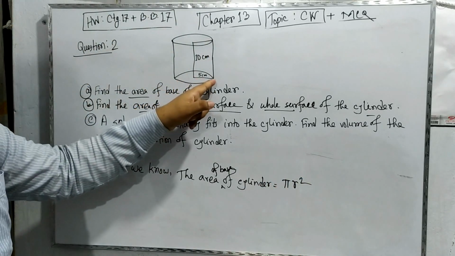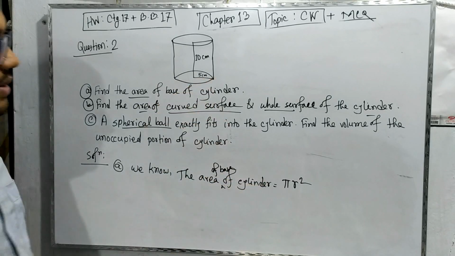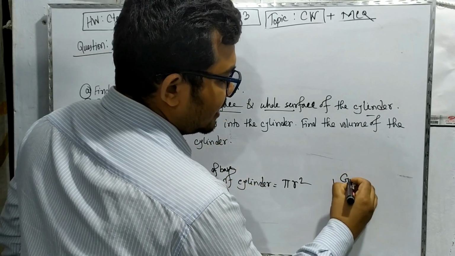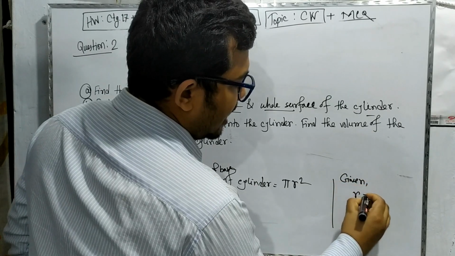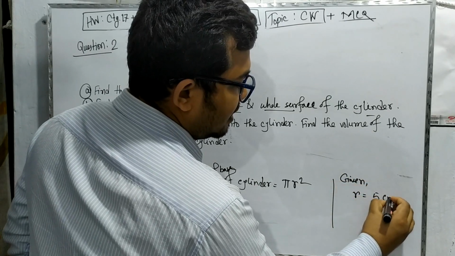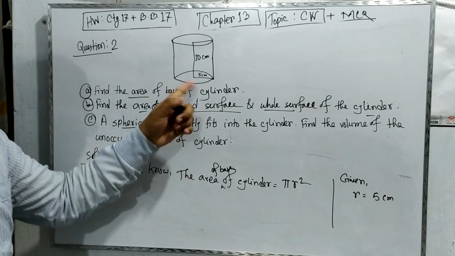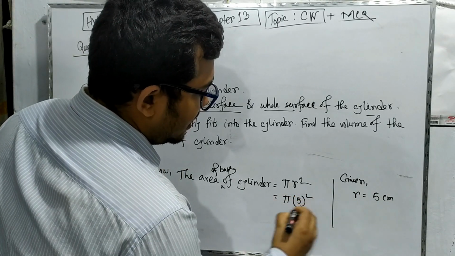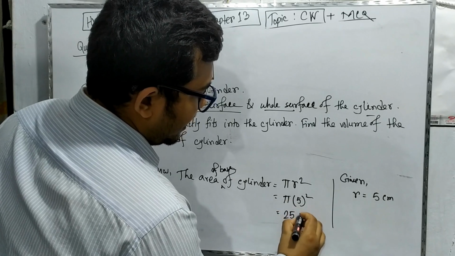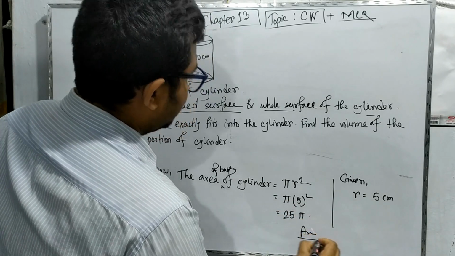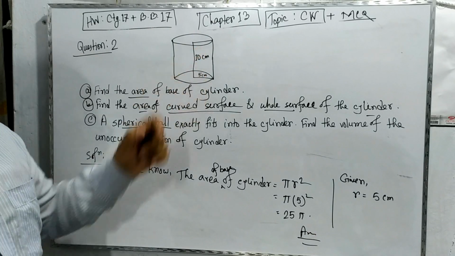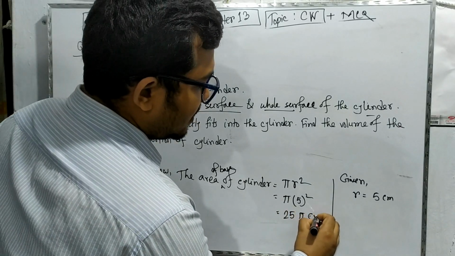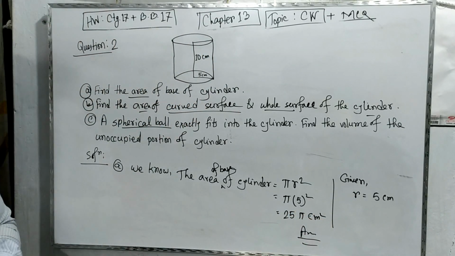And here the radius is given. You may write here that given the radius r equals 5 centimeter, which is given here. Now putting the value here, pi into 5 square, so 25 pi. This is the answer. Since all of this is in centimeter, it will be centimeter square. So this is question number 1.